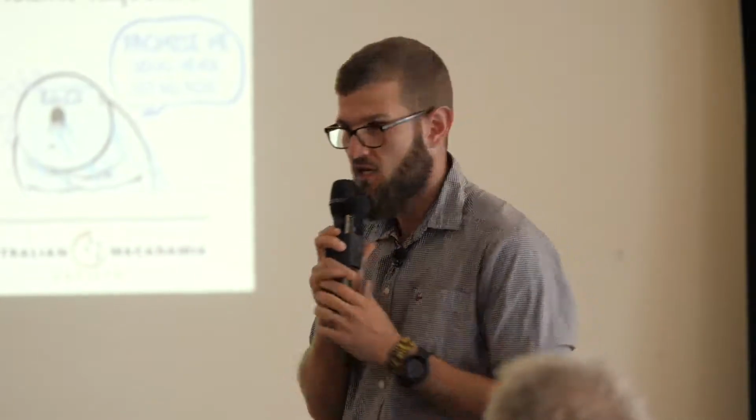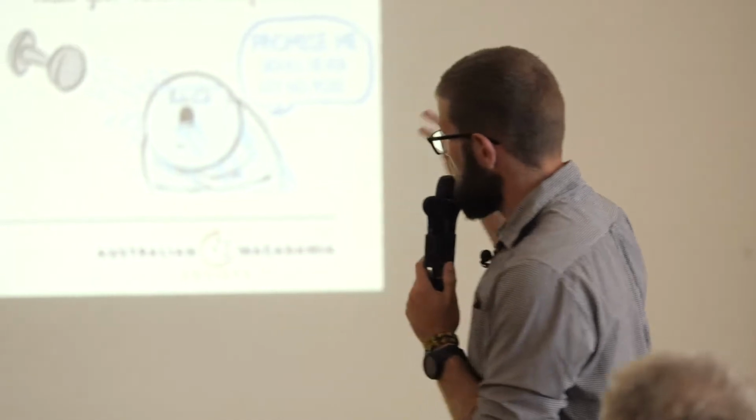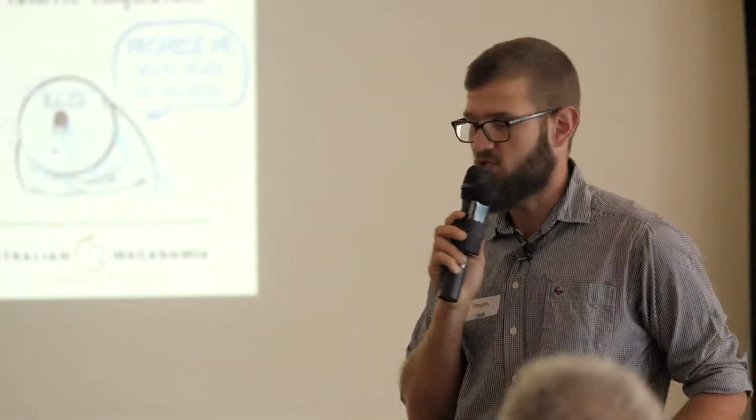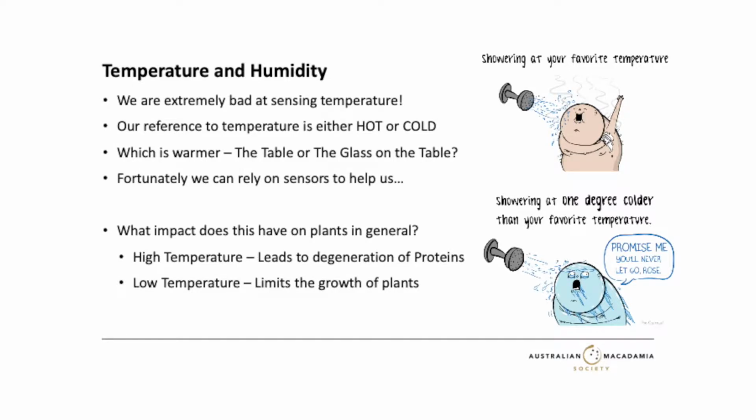So we're good at sensing those differences in temperature. If the water in the shower goes colder, you can sense it. But you can't tell if the water is at 100 degrees Celsius or at 2 degrees Celsius, but you can feel those changes. That's why we need to try and understand these things better and see how plants would see it. So what impact do high or low temperatures have on plants?